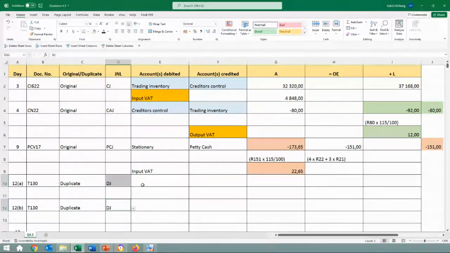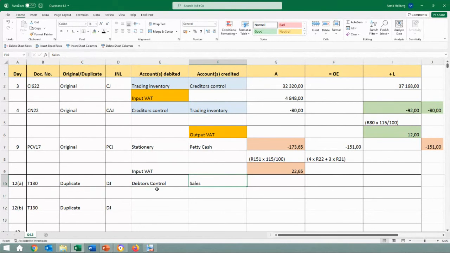No, so we haven't received the money as yet. So that means we will debit debtors control because we haven't received the money. So we don't take it to bank if we have not received the cash. Okay, so debtors control, we are going to credit. Remember, we sold it, so we're crediting our sales.